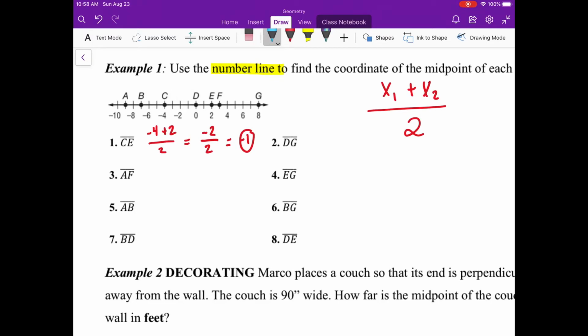We're going to go to number 3. So number 3 is looking at AF. So A is right here, F is right here. So A is in between -8 and -10, so that's going to be -9 plus F looks like it's at 3. So I'm going to add the top. That gives me a -6. Divide by 2, so my final answer is -3.